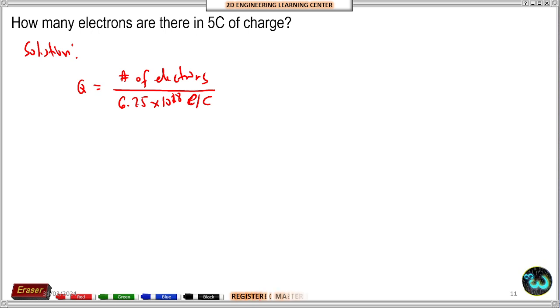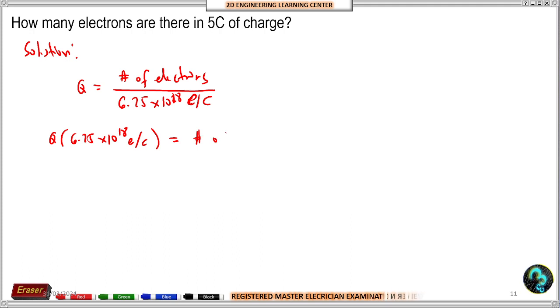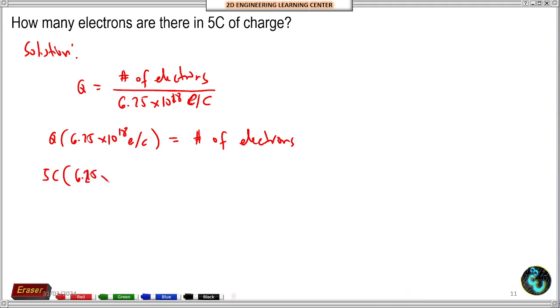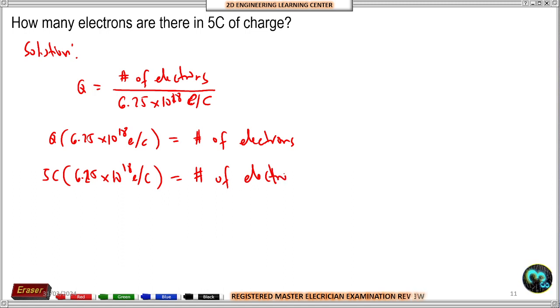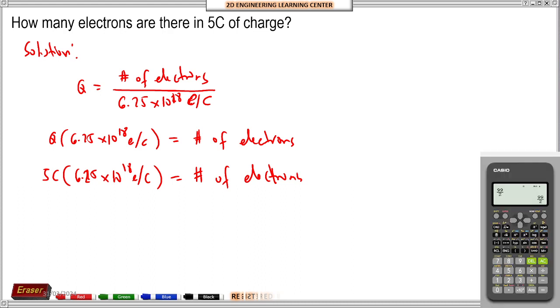So, to solve for the number of electrons, i-cross-multiply lang natin ito. So, we have Q, that is the charge, times 6.25 times 10 raised to the power of 18 electrons per coulomb is equal to the number of electrons. Okay? So, substituting our given na charge, which is 5 coulomb. So, 5 coulomb times 6.25 times 10 raised to the power of 18 electrons per coulomb is equal to our number of electrons. Okay. Then, ito mahalaga dito is you must use your calculator in solving this one.